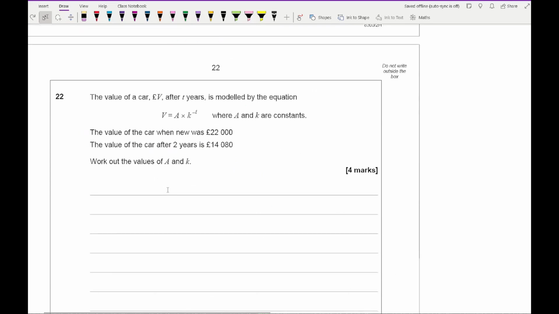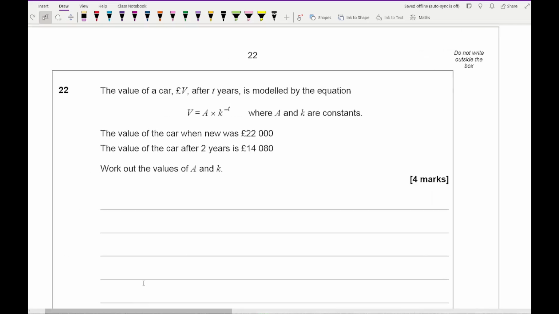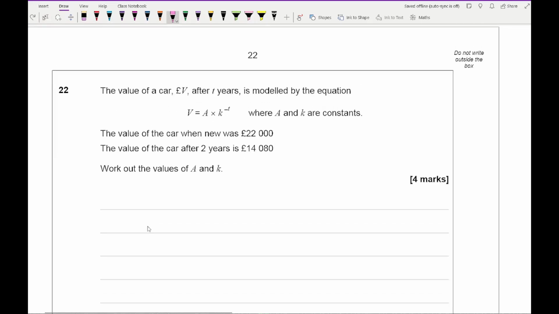Moving on to question 22, it says the value of a car in V pounds after t years is modelled by the following equation. And we've got V equals A times K to the power of minus t, where A and K are constants. The value of the car when new is 22,000. The value of the car after 2 years is £14,080. And the question is asking us to work out the value of A and K. So in terms of this, now A is the original price.